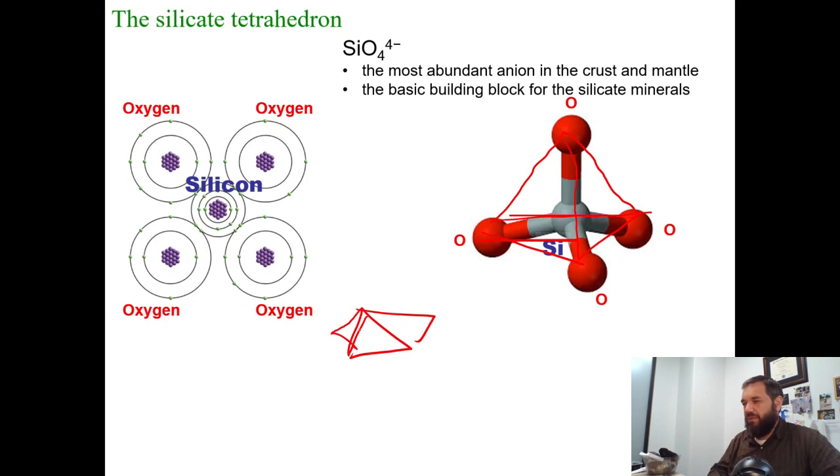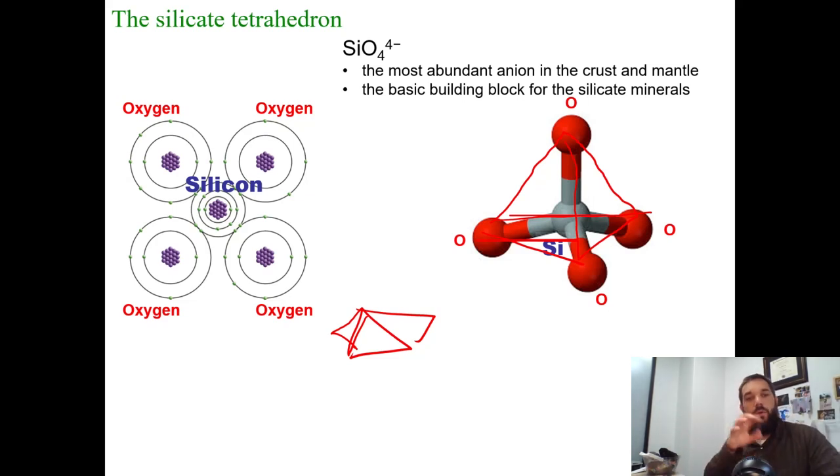That would be like I'm trying to draw 3-dimensionally. It's not working out very well. But if you think about it, a pyramid, like in ancient Egypt, has 5 different faces to it, right? But a silicate tetrahedron, tetra means 4. It actually has 4 faces. Okay, so it's a little bit different.